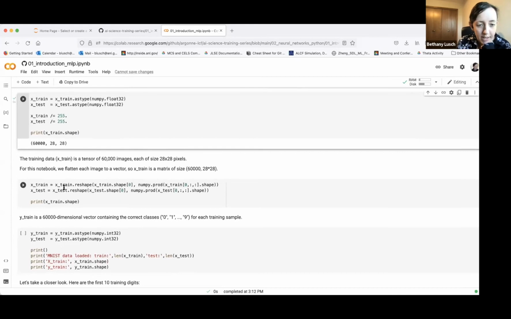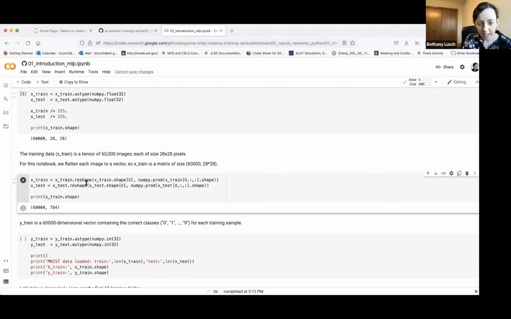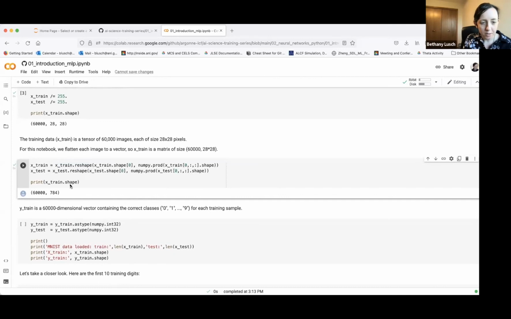And for today, since we're going to do a simple neural network, we're actually going to flatten each image into a vector. So it's going to be 28 times 28 long. But next week, we'll talk about how to leave the images in 2D with a different kind of neural network. So now that we've flattened them, our training data is 60,000 images, and they're each a vector of length 784.